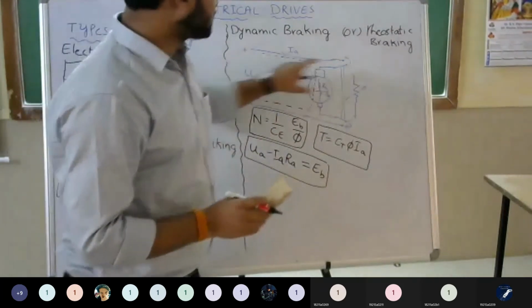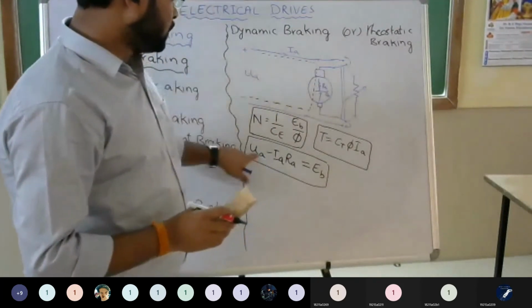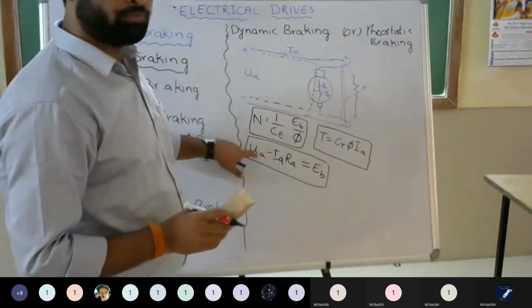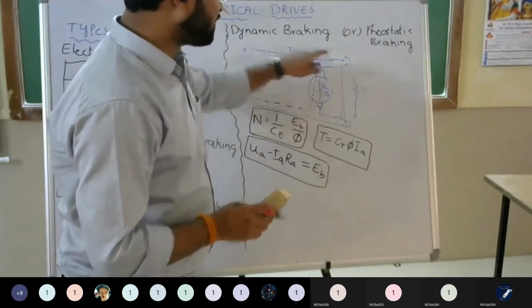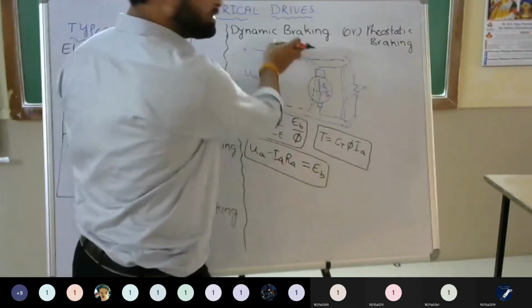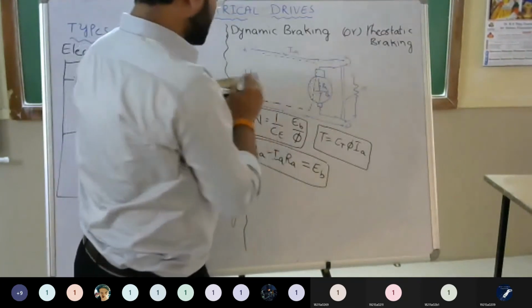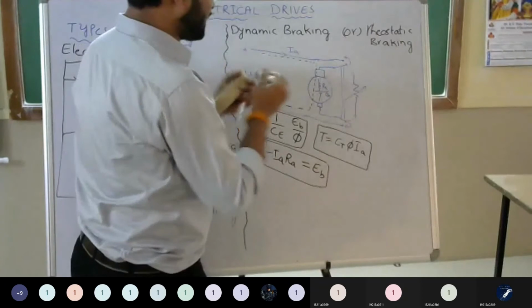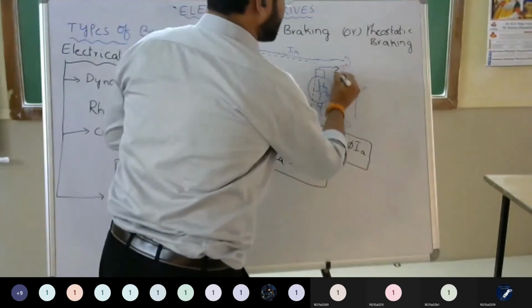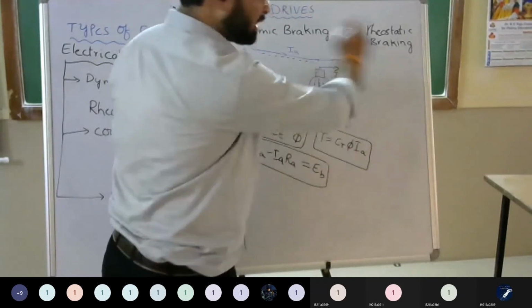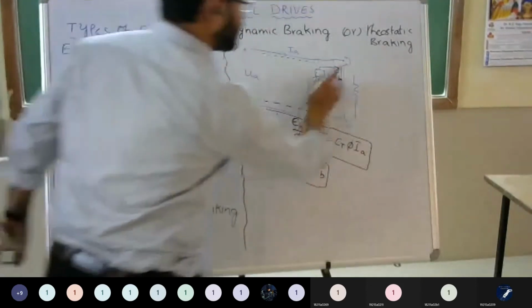Now, when UA is removed, that means UA became 0, and EB is supplying in the reverse direction. That means the IA direction is reversed. Suppose we consider whatever the reverse current is as IB. That is the braking current. So what will happen in the equation?